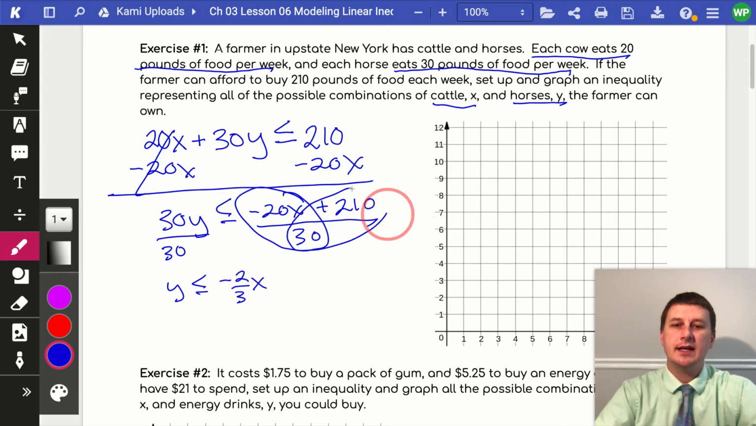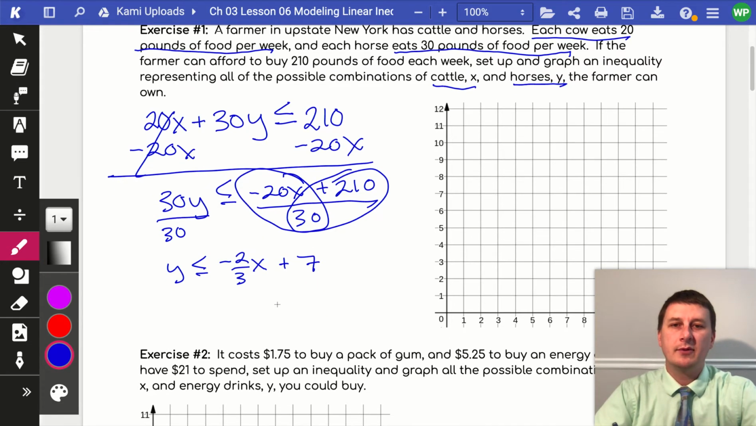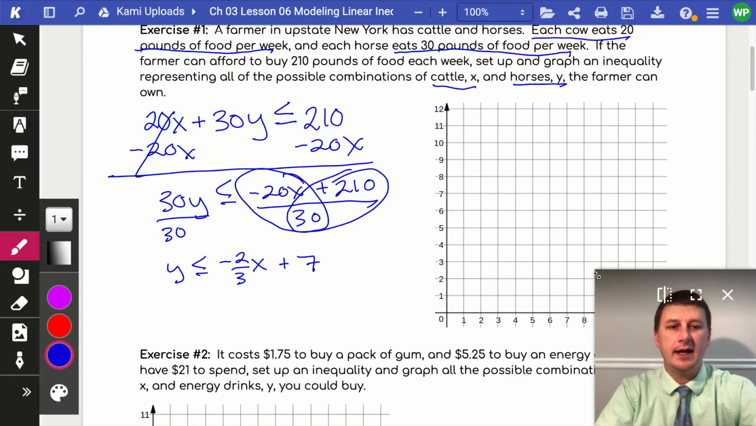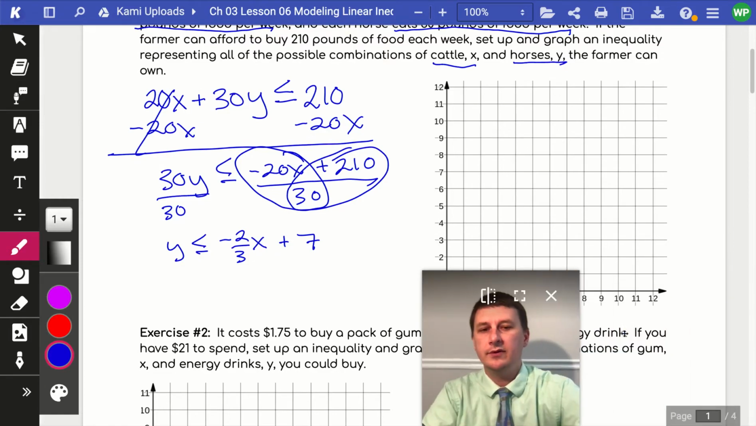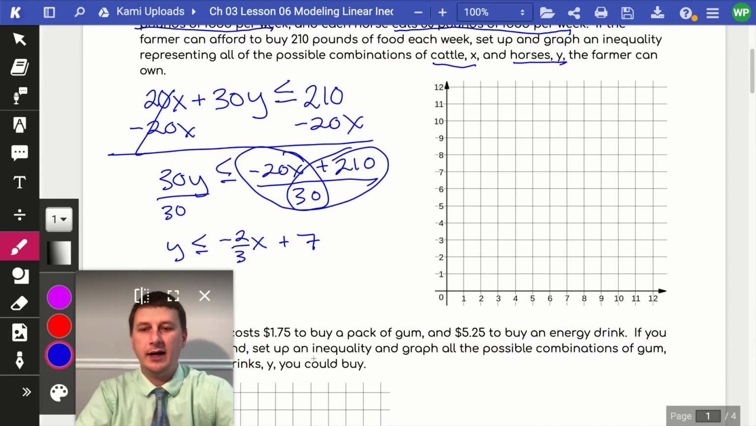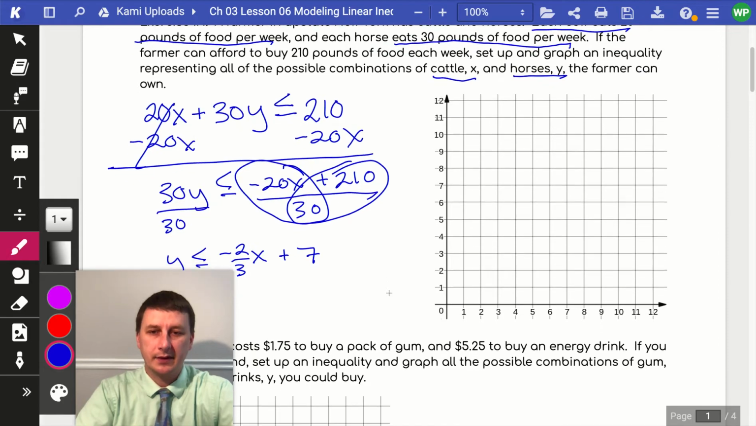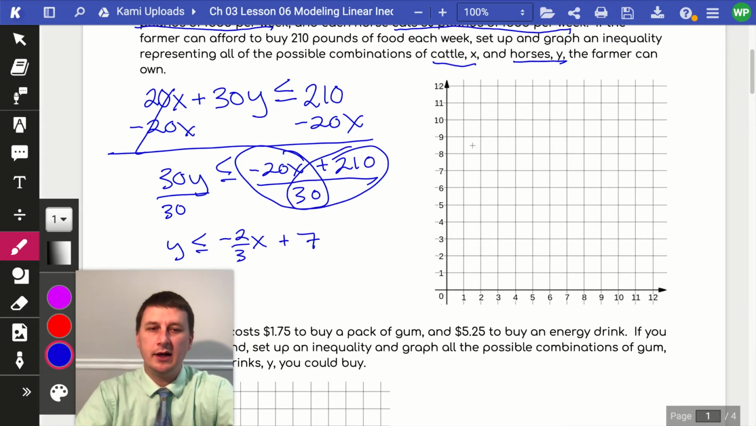And 210 divided by 30 will give me a positive 7. So now I'm ready to graph this. And when I graph this over here, I'm going to be graphing on this coordinate axis. Now, I need to graph this inequality over here.